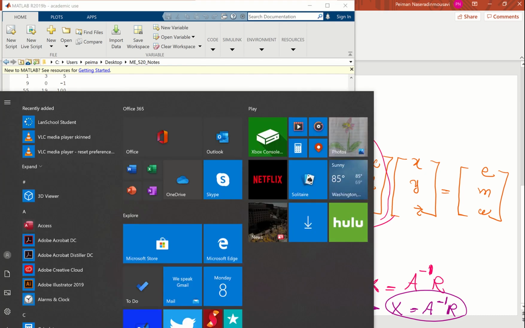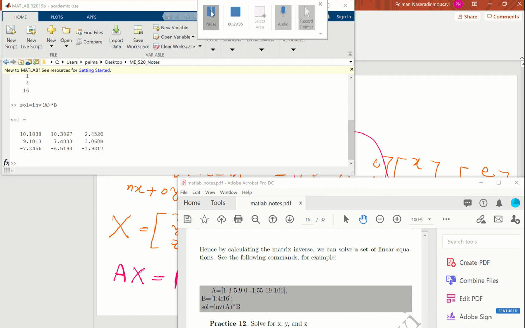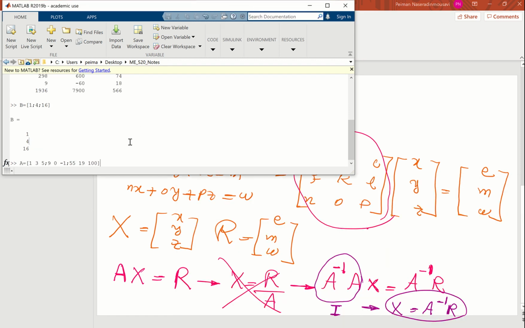Now let me show you. Now I can say solution is equal to, I taught you, inv of A multiplied by vector B. Here we go. It's going to be this number. Is this right or wrong, guys? You tell me. I give you 2 seconds and I'm going to freeze it. Okay, guys. I hope that you thought about that.